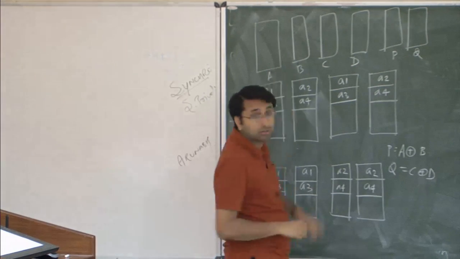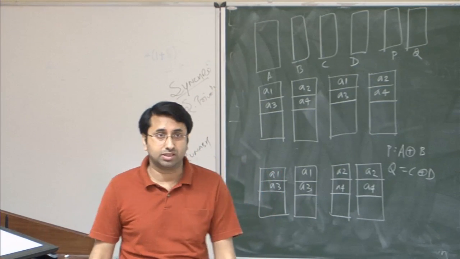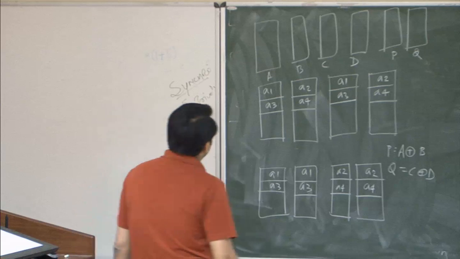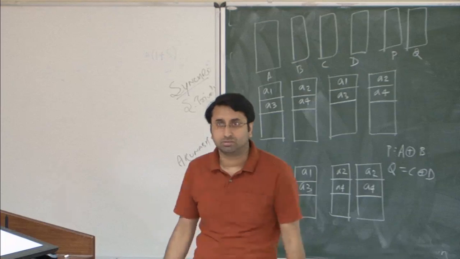What if both A and B fail? There's no way, right? You can detect, because the XOR will be the same. So I can do single error correction here. I can detect a single error. So that's all I can do.